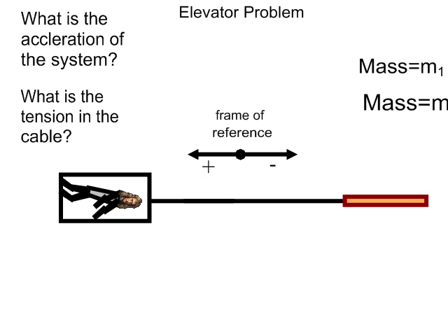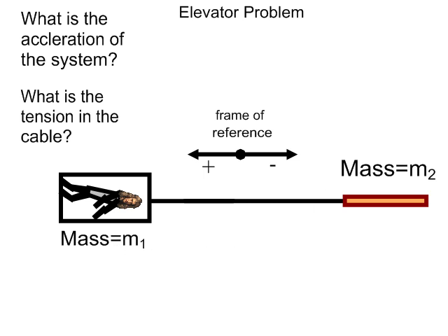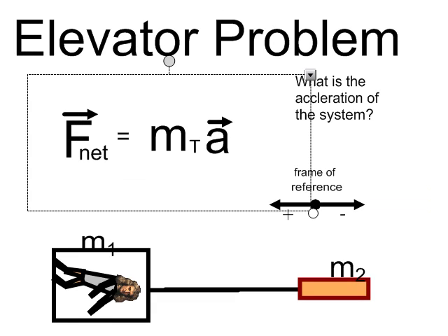So there's my system. I've removed the pulley. Gravity is going to be operating in the positive direction on Isaac's car and in the negative direction on the second mass m2. Now my system is simplified and I can start to apply Newton's law. So there's my Newton's law. The net force on the system is going to be equal to the total mass times the acceleration of the system.